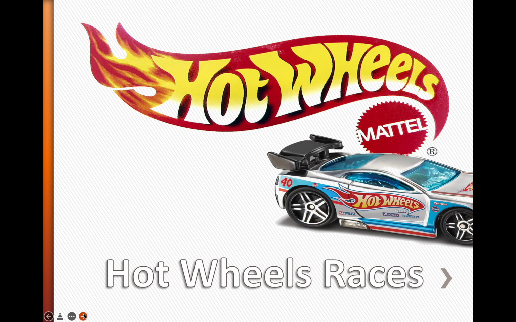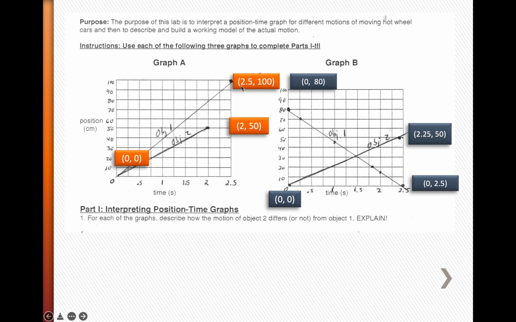We're going to end up doing some of these as an activity or as something to think about. So here's the data points. They both start at 0, 0. Object 1 ends at 2.5 seconds and 100 centimeters. Object 2 at 2 seconds and 50 centimeters. Here, these both start at 0 seconds, but object 1 is starting at 80 centimeters, going back down to 0 after 2.5 seconds. Object 2 starting at 0, going to 50 centimeters in about 2.25 seconds, I guess.